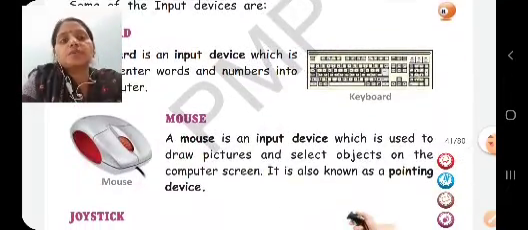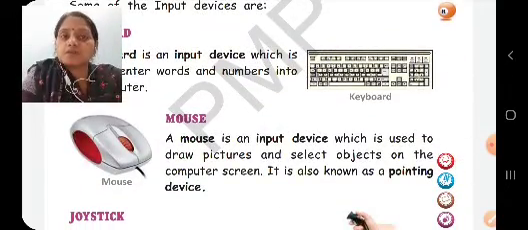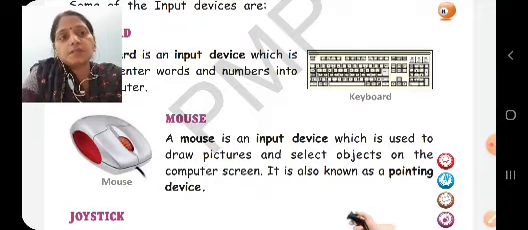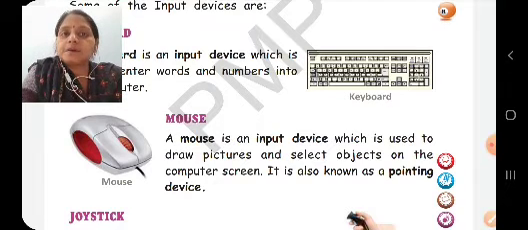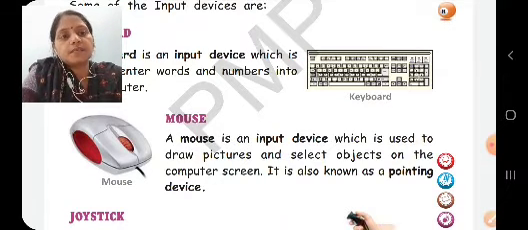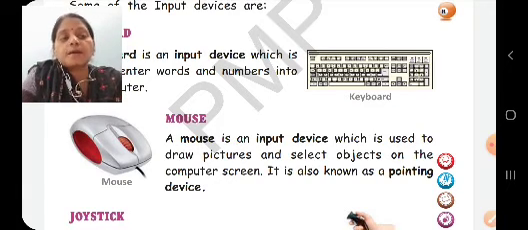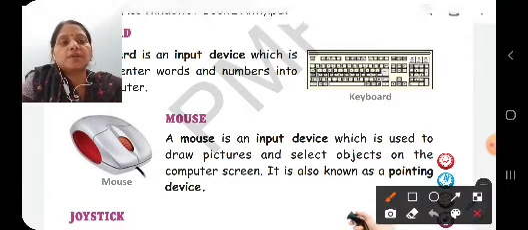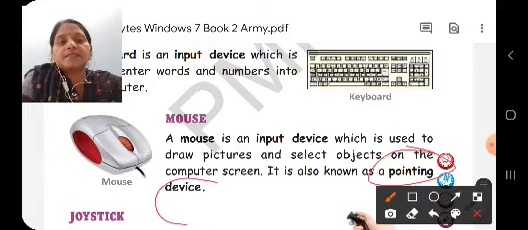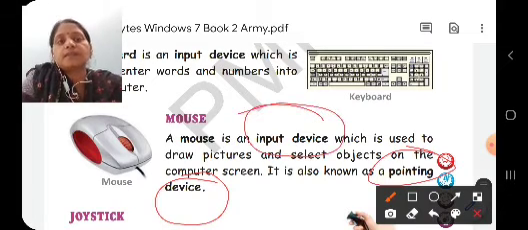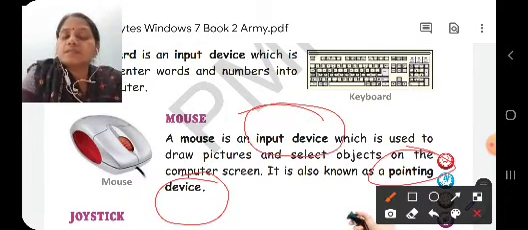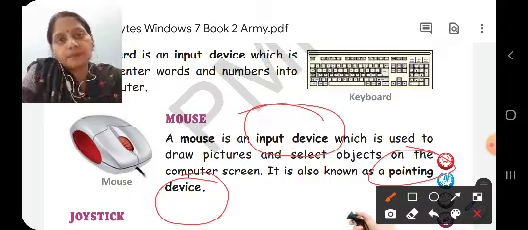Then next was mouse. A mouse is also an input device which is used to draw pictures and select objects on the computer screen. It is also known as a pointing device. It is also one of the input devices because it is used to give instructions to the computer.